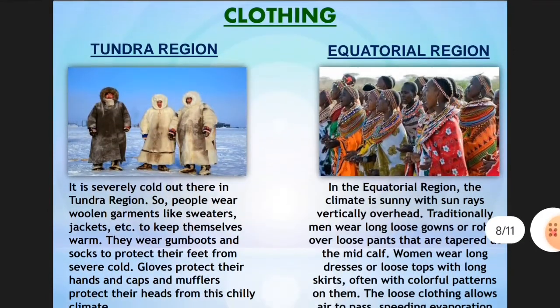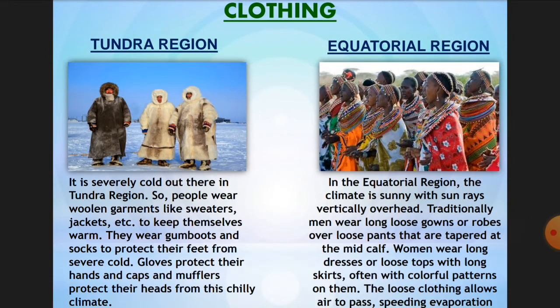Now, what about clothing? Tundra region is a cold place. So people living there or surviving there wear almost all-time woolen clothes, gum boots, gloves and caps and mufflers. Gloves protect their hands and caps and mufflers protect their heads from this chilly climate.